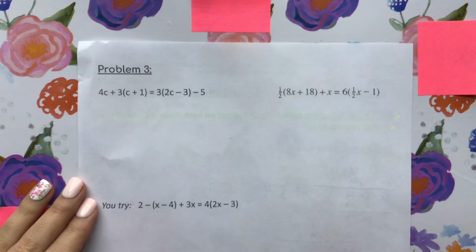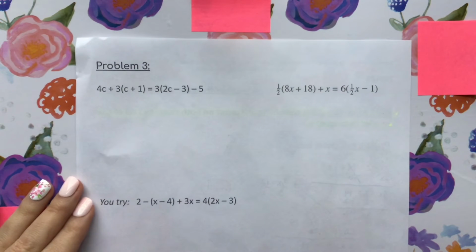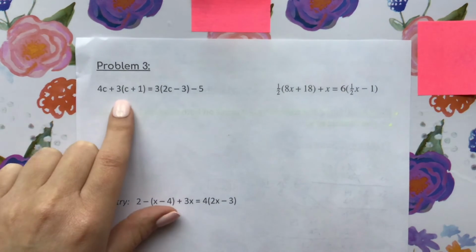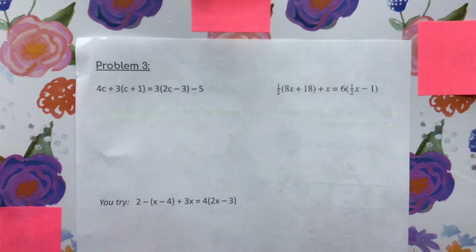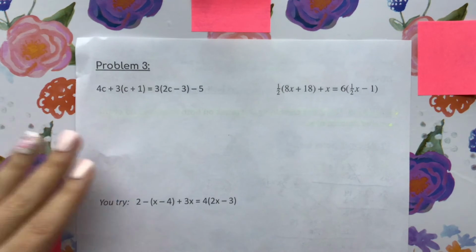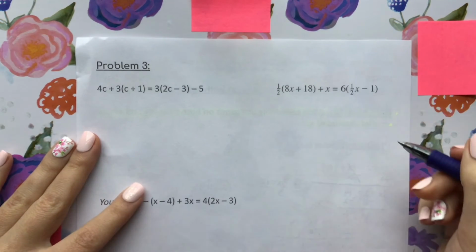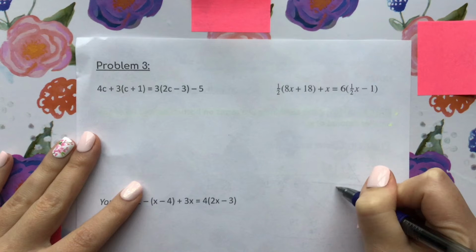All right, we're getting into a little bit of lengthier problems now, but we still just have distributive property. Then we're going to combine like terms and then get our variables together. So I'm going to go ahead and write that kind of over here to the side.